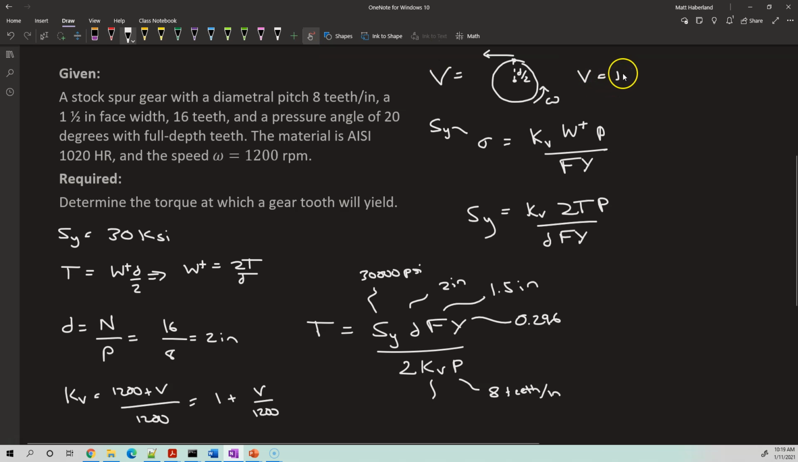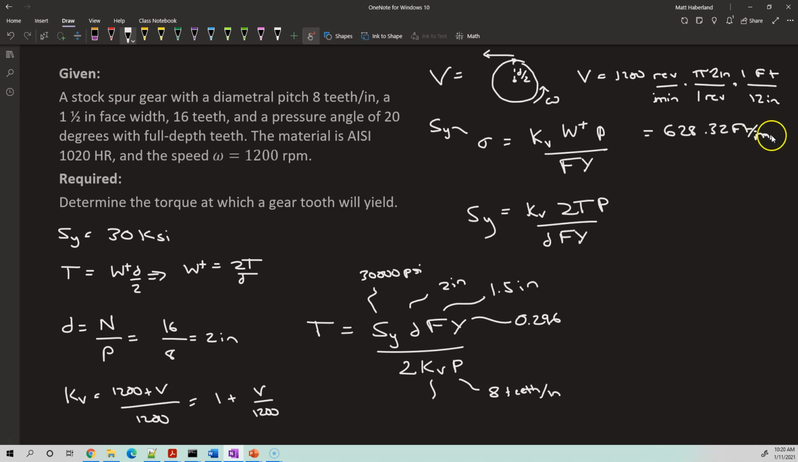We have 1200 revolutions per minute, and every revolution we move a distance of pi times d, and that's going to be in inches, so, I guess this is actually 2 inches, and so we're going to need to convert that to feet. So 1 foot, 12 inches. Multiply everything together, we have 628.32 feet per minute.